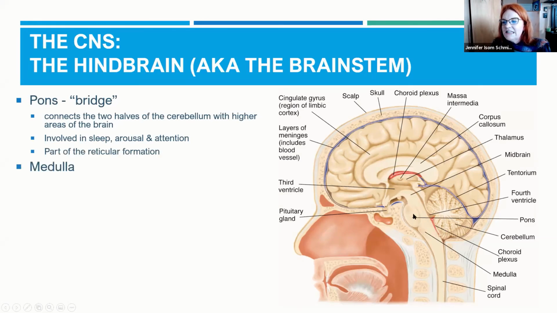It's also part of the reticular formation, which is involved in allowing you to pay attention and process incoming stimuli and not be overwhelmed or be overwhelmed.